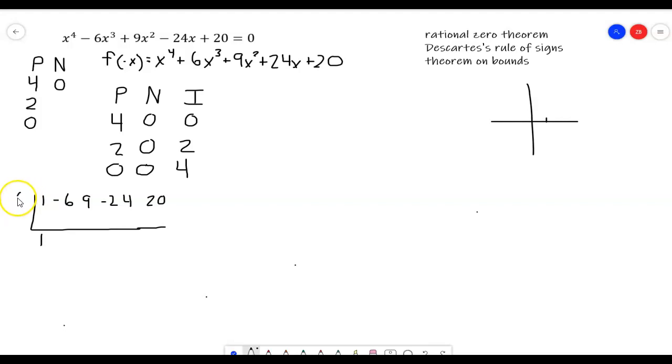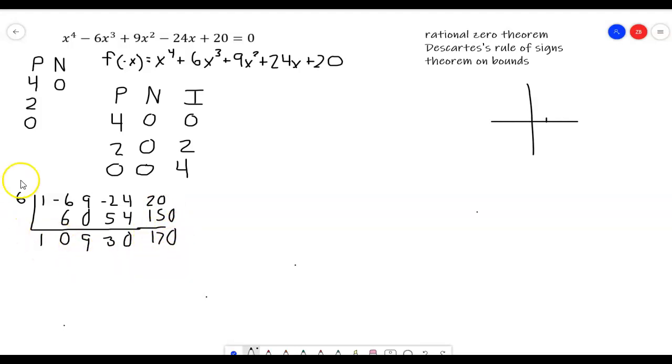So if I get a 6, let's see how 6 works. 6 times 1 is 6, and then I can get a 0 because I can treat a 0 as a positive. And then that's 6 times 0 is 0. So that's 9. 9 times 6 is 54. Okay. 54 plus a -24 is 30. And 6 times 30 is 150. And 150 plus 20 is 170. All right, there we go.